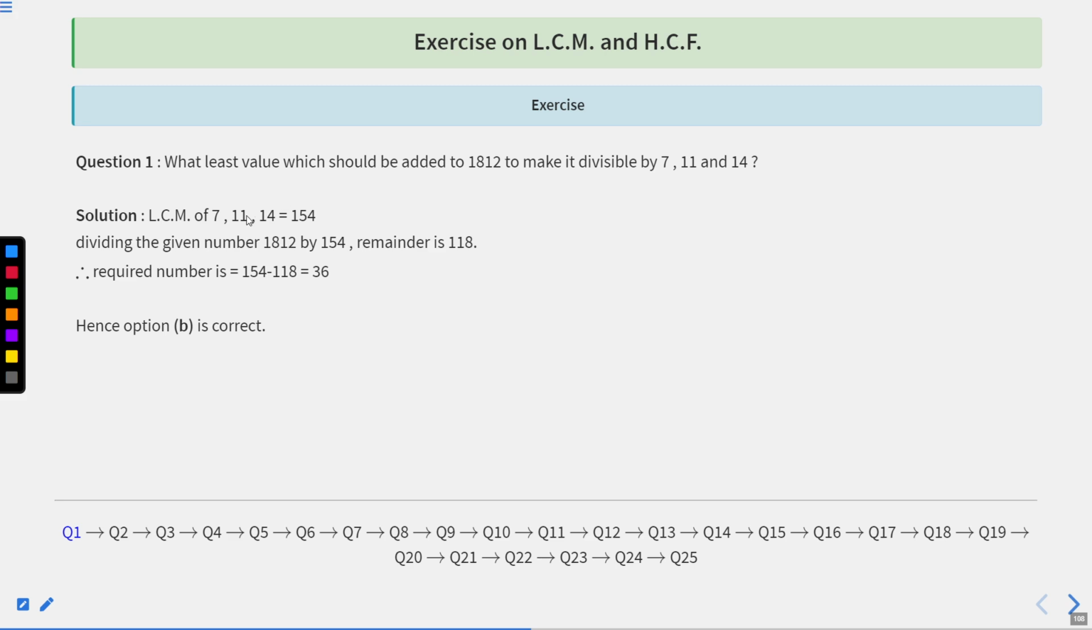So to find out which number should be added to 1812, we are going to first of all find out the LCM of 7, 11, 14. So the LCM of 7, 11, 14 is 154. And when we divide the given number 1812 by 154, we are left with remainder 118. So therefore, the required number is 154 minus 118, that is 36. So the correct option here will be option number B.